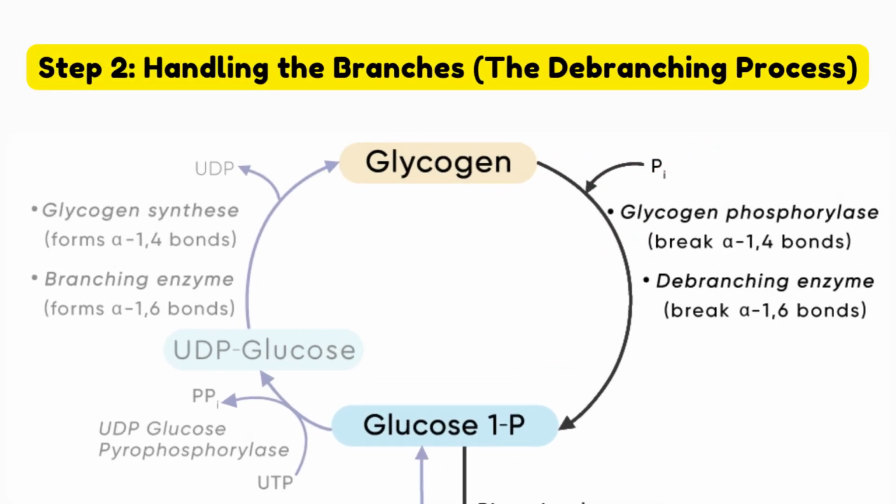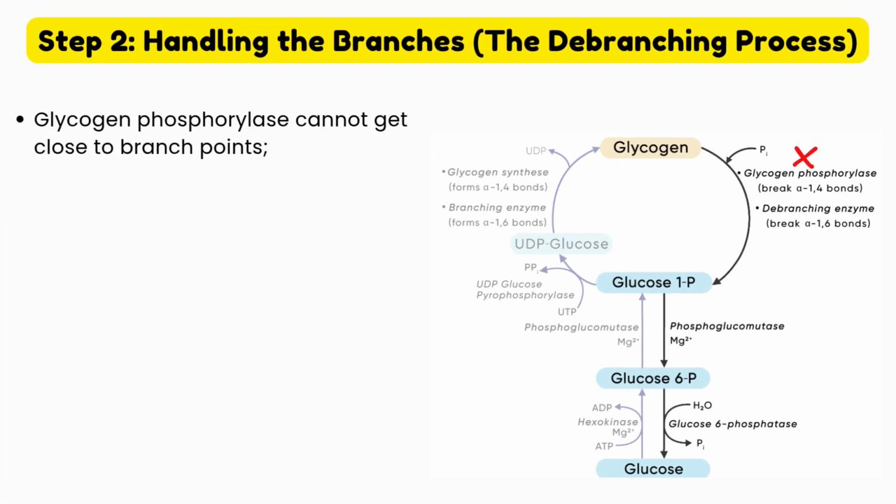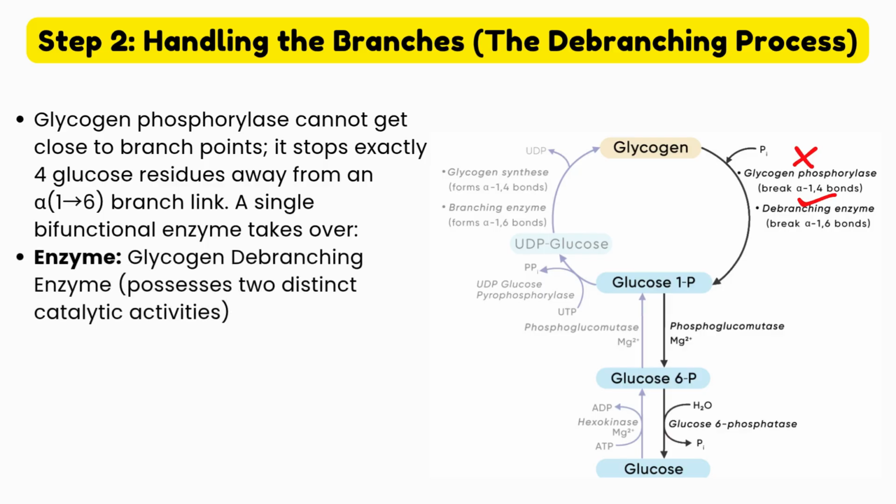Step 2. Handling the branches, the debranching process. Glycogen phosphorylase cannot get close to branch points. It stops exactly four glucose residues away from an alpha-1,6 branch link. A single bifunctional enzyme takes over. This enzyme is glycogen debranching enzyme, which possesses two distinct catalytic activities.